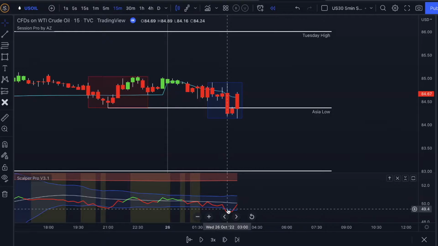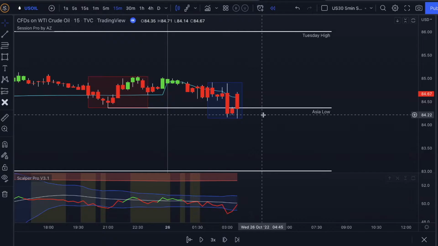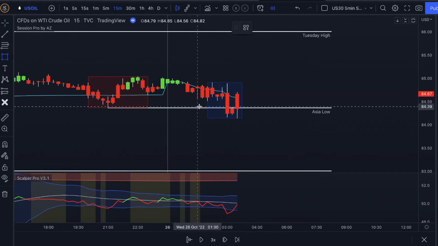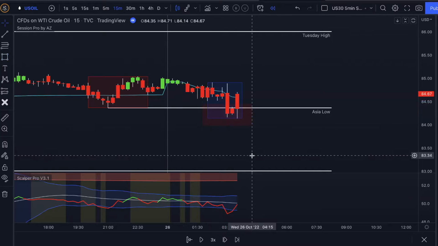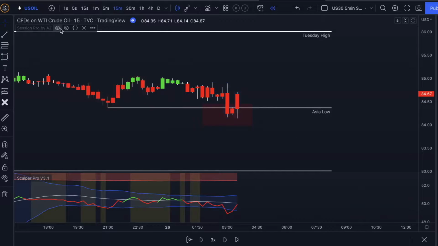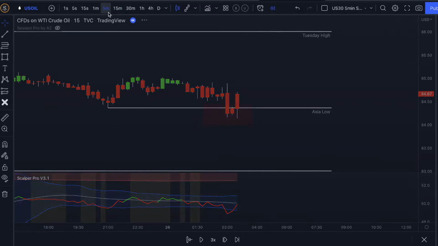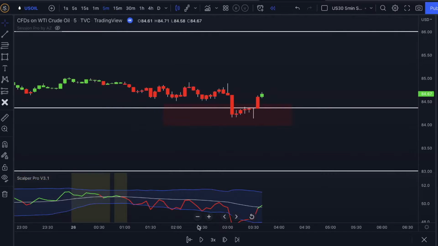Of course, if you are a Scalper Pro breakout trader, you very likely would have been trapped if you would have only been looking at a 15-minute chart. But what I like to do is I want to look at exactly what happened down here. So I'm going to get rid of the Session Pro for a minute, and I want to analyze what happened down there. So I lower it down to a 5-minute time frame.